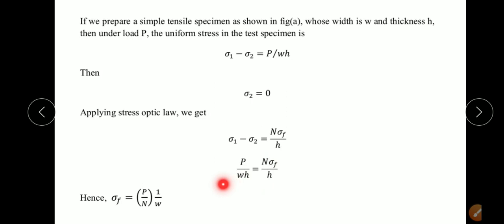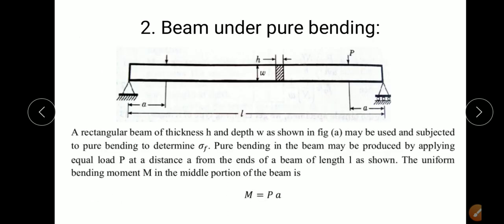If we take sigma f on the left side and all the other terms on the right side, we get the equation sigma f is equal to P by n times 1 by W. The h gets cancelled out, and the remaining term is P by n into 1 by W. This is the final equation where you can determine the sigma f value. The sigma f value is used for the calibration purpose. Like that you have to calibrate the tensile specimen.